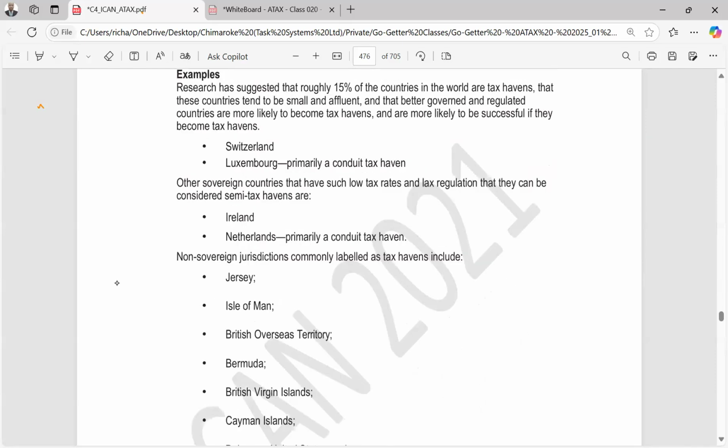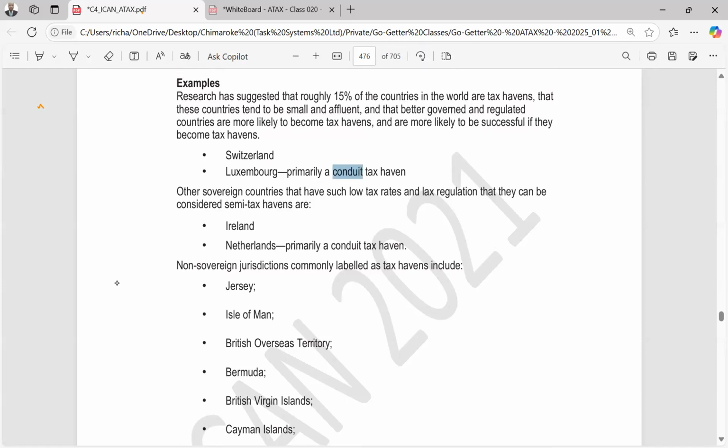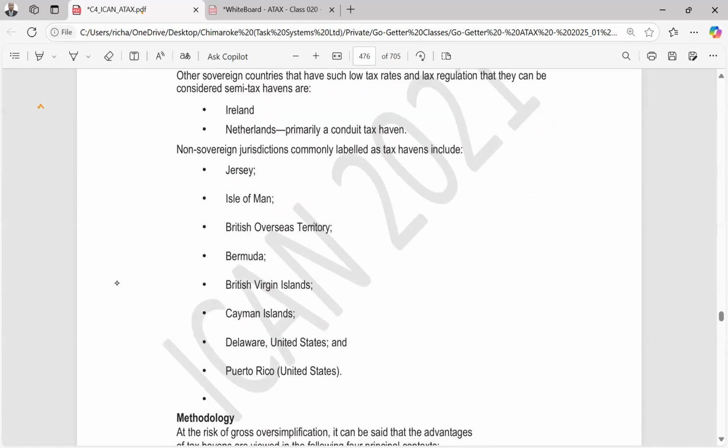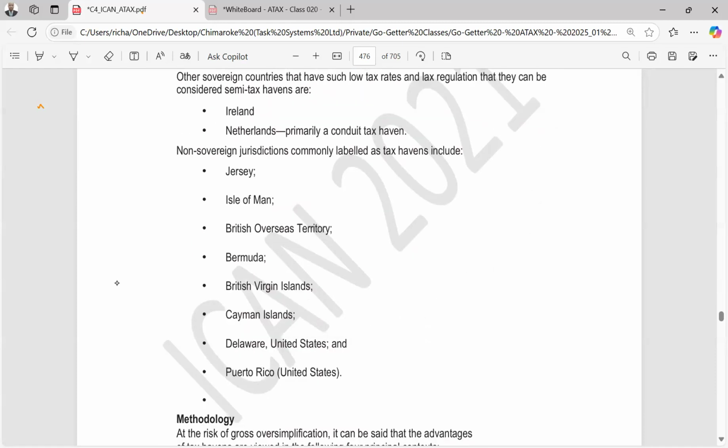So these are just examples. I want you to go through these examples at your own time. But if you look at these examples, these are examples of tax havens here from Jersey down to Puerto Rico.